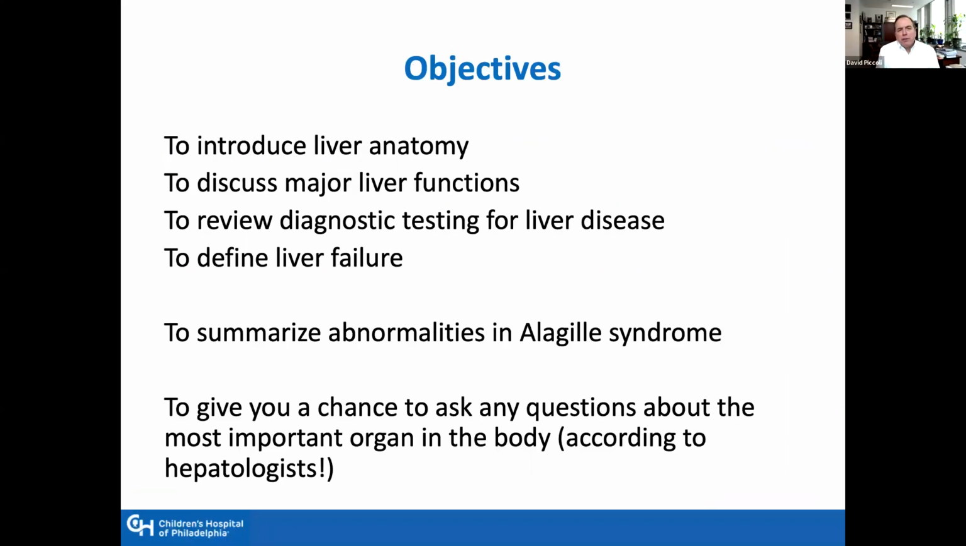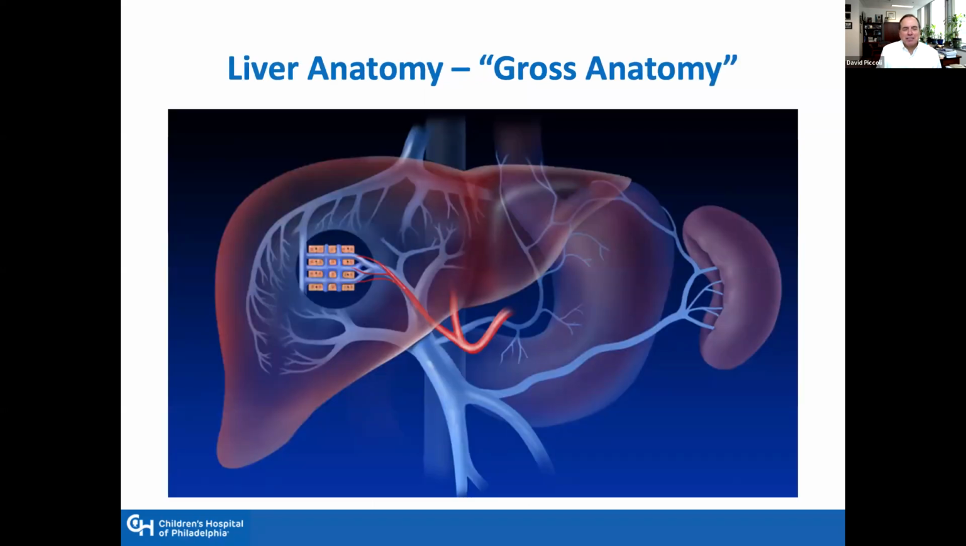So the objectives of this talk are to introduce liver anatomy, talk about function, review the testing that you see, define a little bit liver failure, and then to summarize which of these abnormalities are more important in Alagille syndrome, and then finally to give you a chance to ask any questions about what Noelle has to say. Now, even though she did her last talk, the most important organ in the body, at least according to hepatologists.